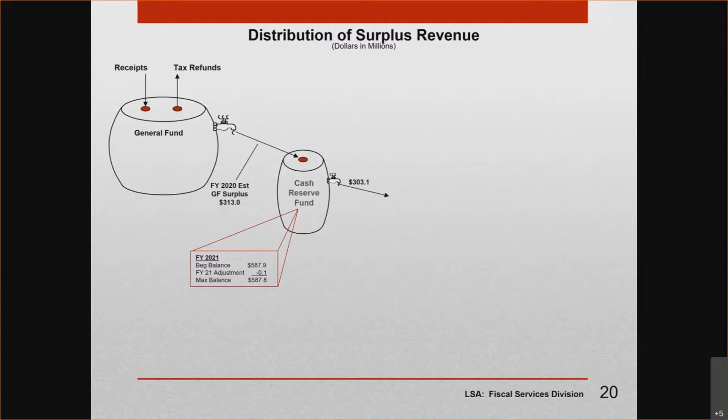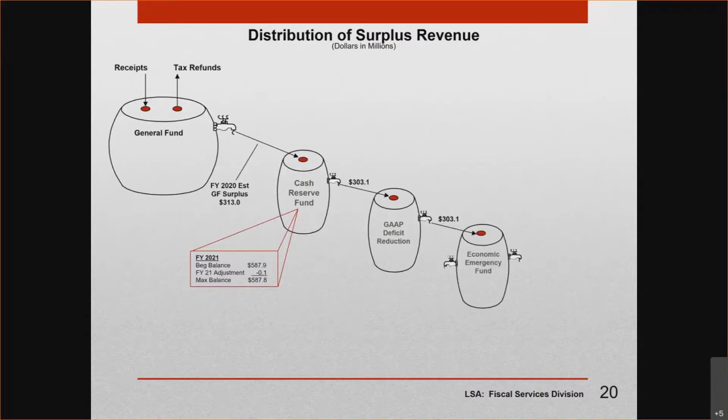So that $313.1 million then flows into the GAAP deficit reduction fund, which, because we have no GAAP deficit reduction, that 313.1 passes on through to the economic emergency fund. And we have the same situation here where the maximum balance is lower than what it was in fiscal 20, so money had to be given back to the surplus. Actually, when you give the money back to the surplus, it actually just increases money going back to the general fund.